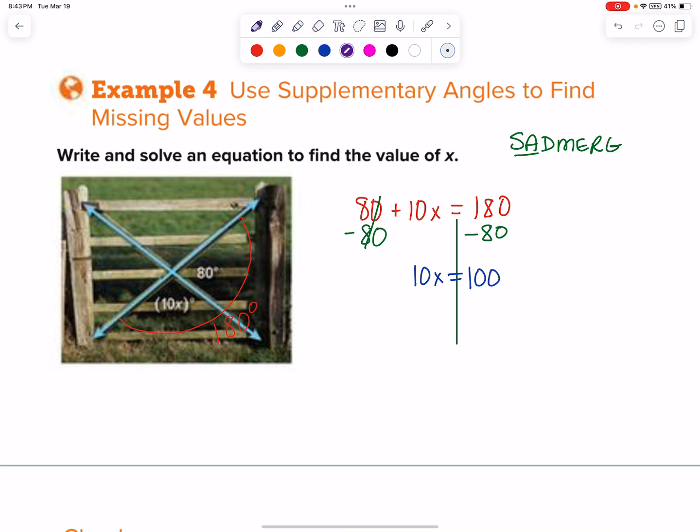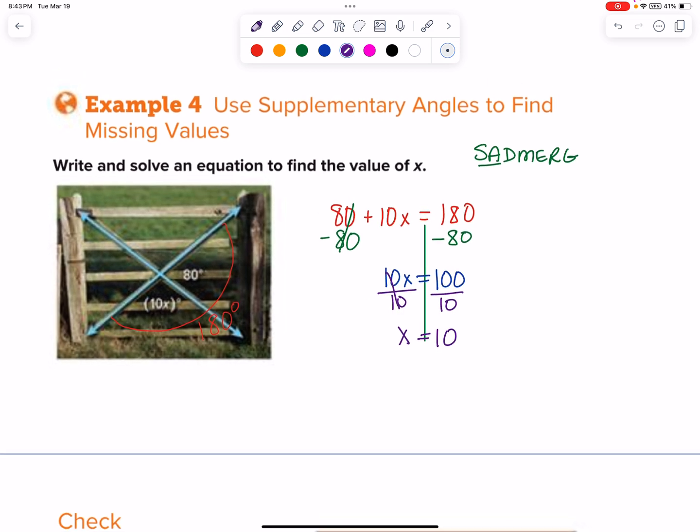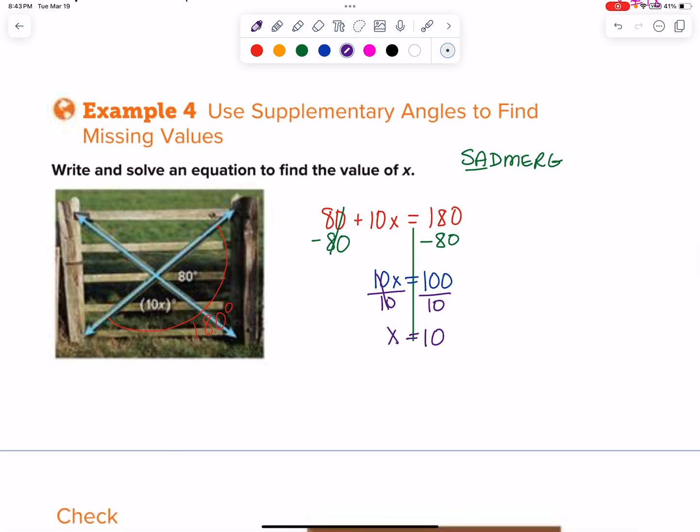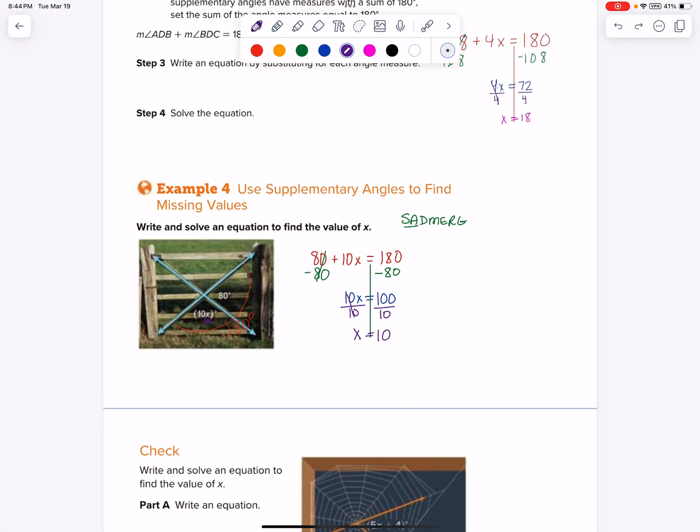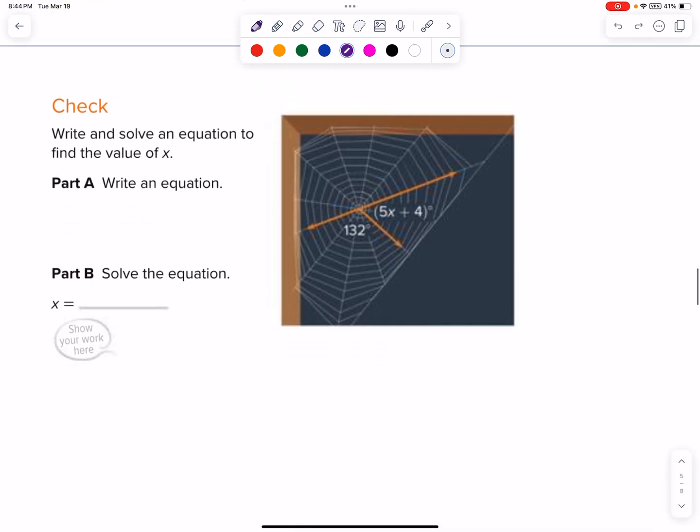A nice easy problem to do. Divide by 10, divide by 10, and we end up with x equals 10, because 10 times 10 is 100. Okay, and obviously if we check and plug in a 10 here, 10 times 10 is 100. 100 plus the 80 is 180, so we definitely got that correct. Okay, all right, let's go ahead and try this out. You can hit pause, try it out on your own, and then see how you did.